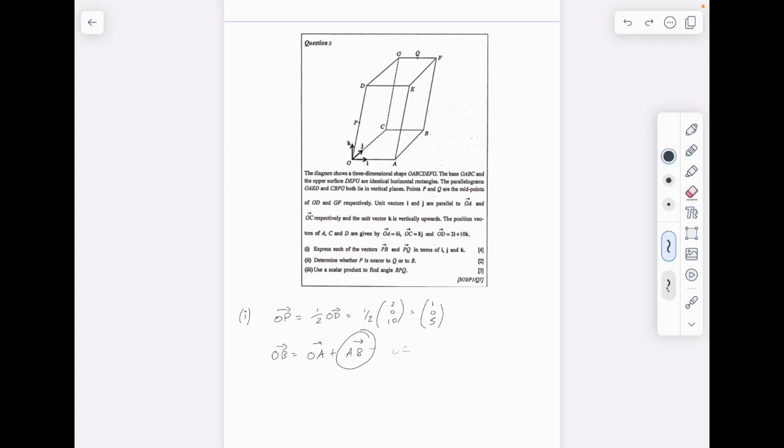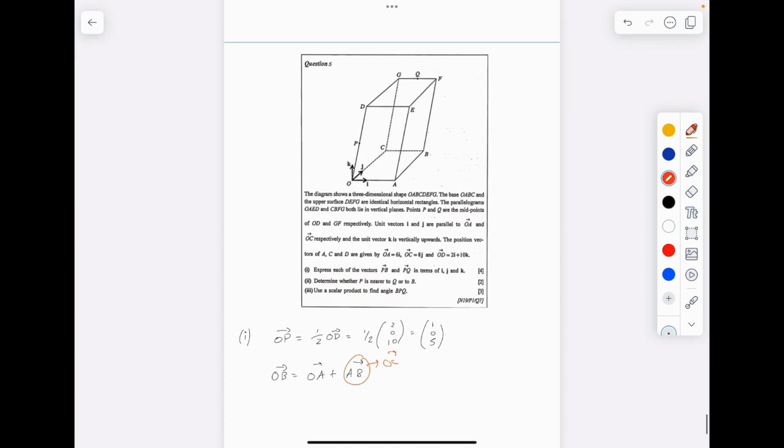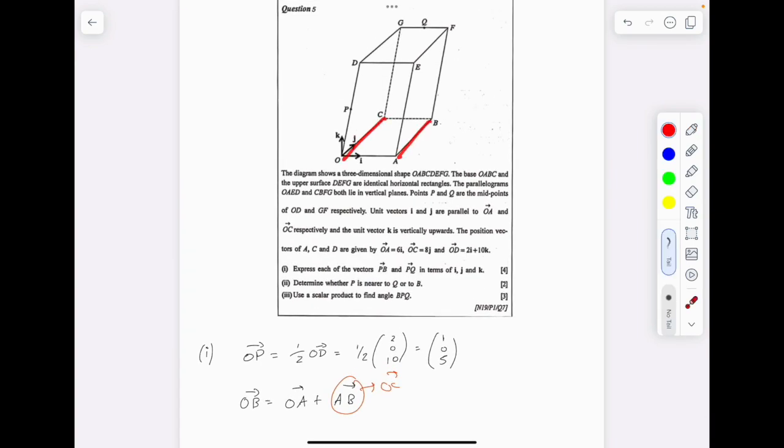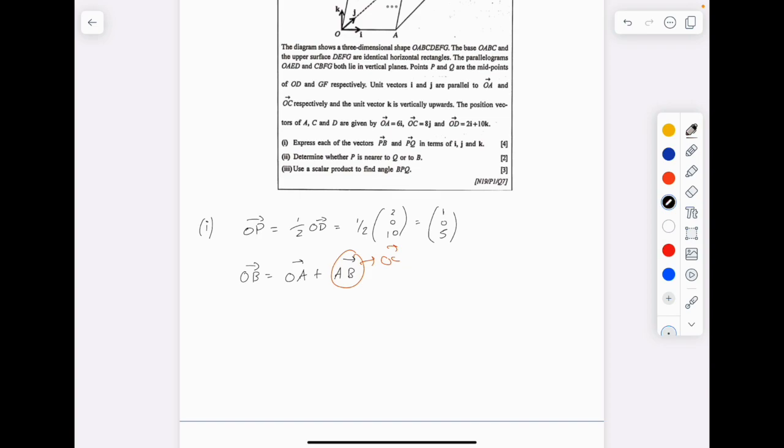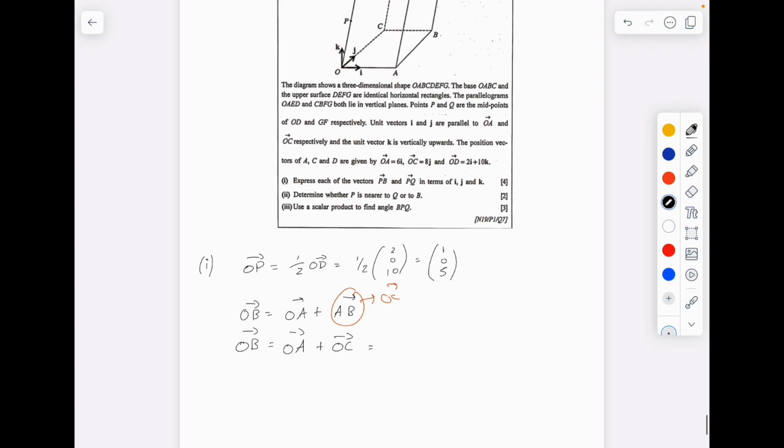Let me get that in red. Okay? Because remember what we were told. So, therefore, I can see that OB equals OA plus OC, which equals simply, it's going to give me (6, 0, 0) plus (0, 8, 0), which gives me (6, 8, 0). Cool.